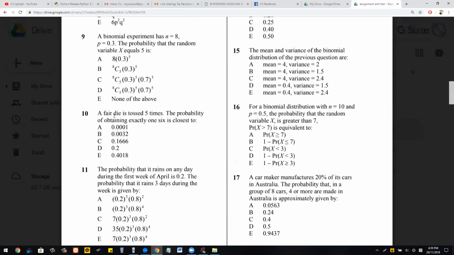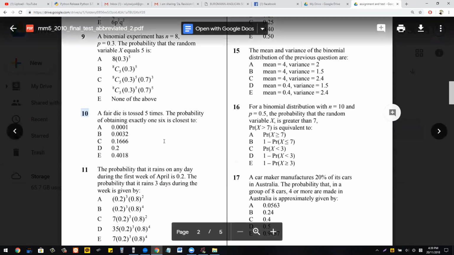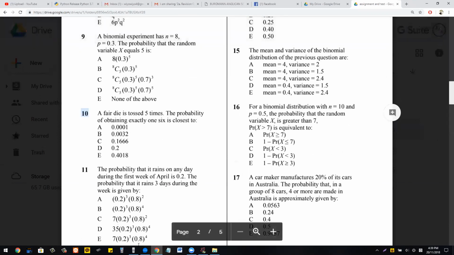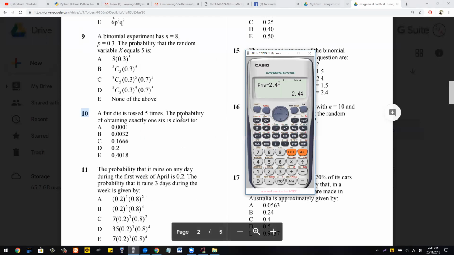Defective or not defective, so that's why these are all binomial. Let's have a look at this one here. 10. A fair die is tossed 5 times. Do you need to know binomial distribution? Yes. Yep. So what's the answer for this one? What's the probability of obtaining exactly 1? It would be 5 times by 1/6. No, that's not right. So it's 1 on 6 to the power of 1. Oh, okay. Times 5 on 6 to power 5.